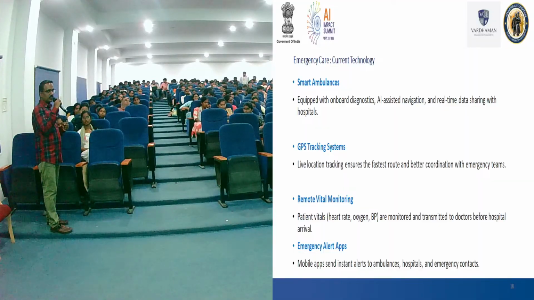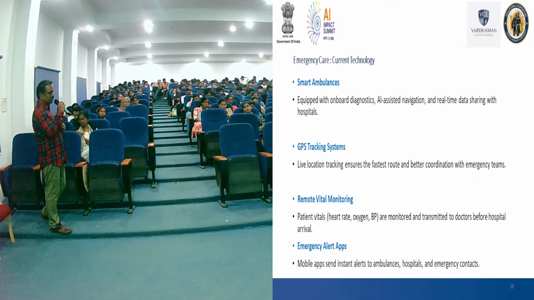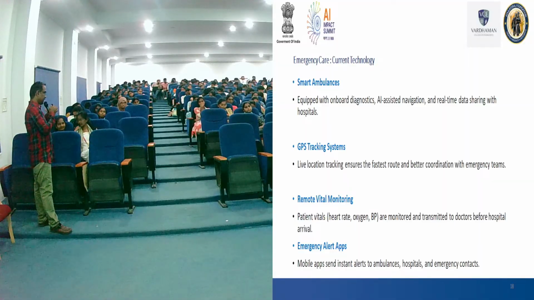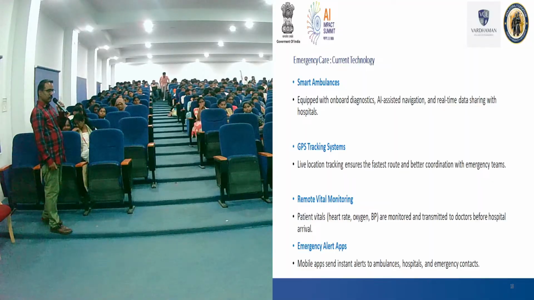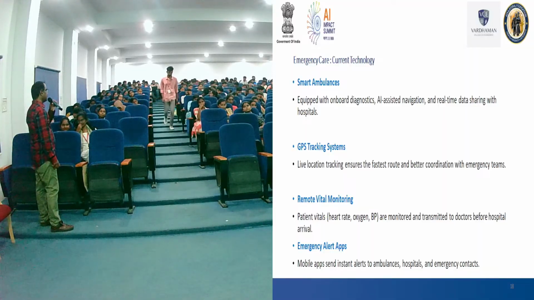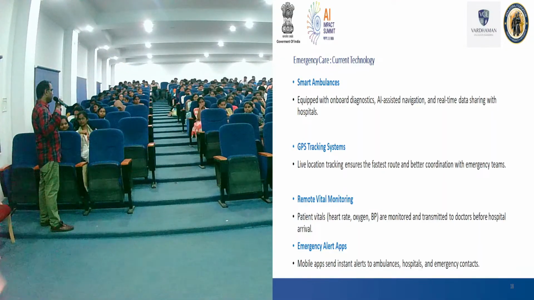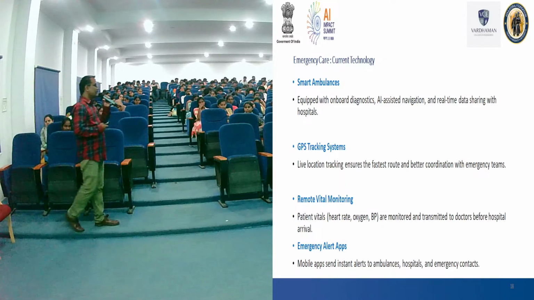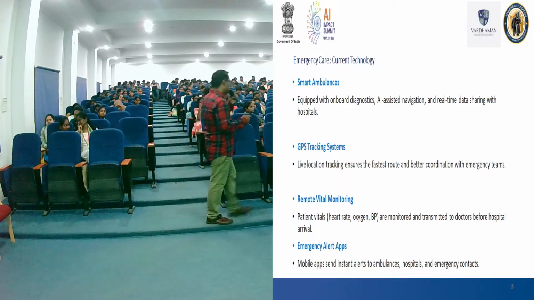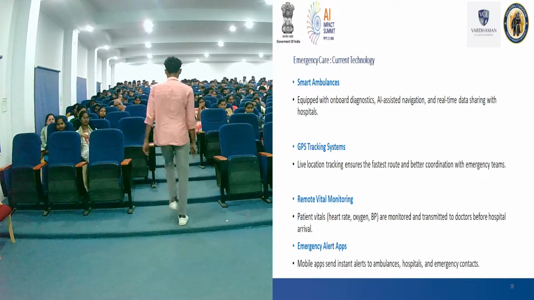Onboard diagnostics, AI-enabled navigation, real-time data, information for the GPS tracking system. Live location tracking ensures the fastest route and better coordination with emergency teams. So they can connect with the emergency team. For example, when an accident happens, the ambulance will be connected through GPS. It shows how many kilometers it is from the ambulance to the hospital.